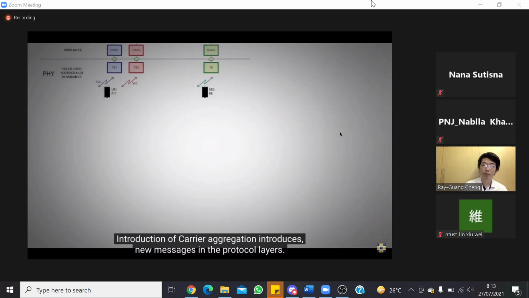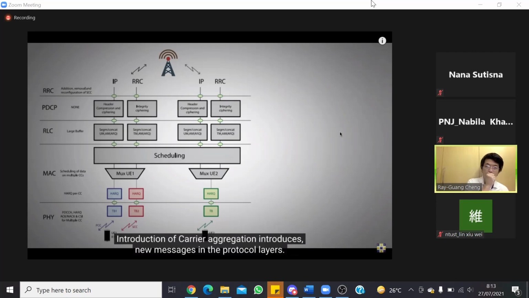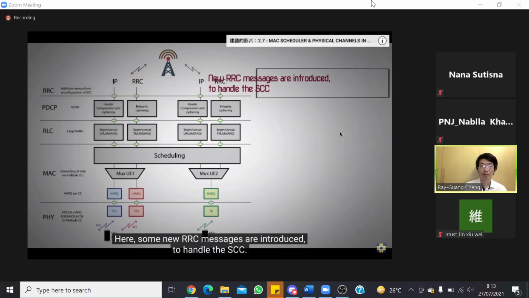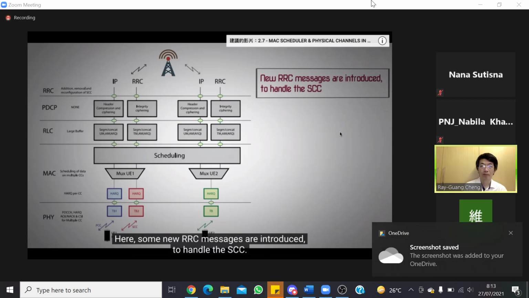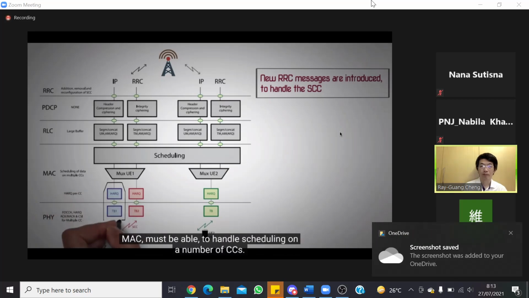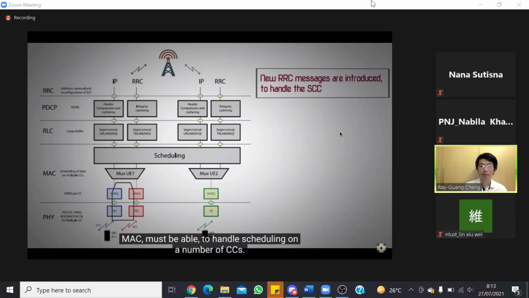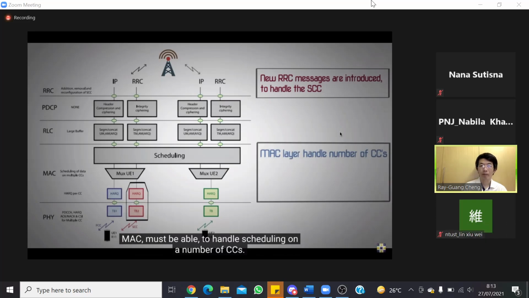Introduction of carrier aggregation introduces new messages in the protocol layer. Here, some new RRC messages are introduced to handle the SCC. MAC must be able to handle scheduling on a number of component carriers.